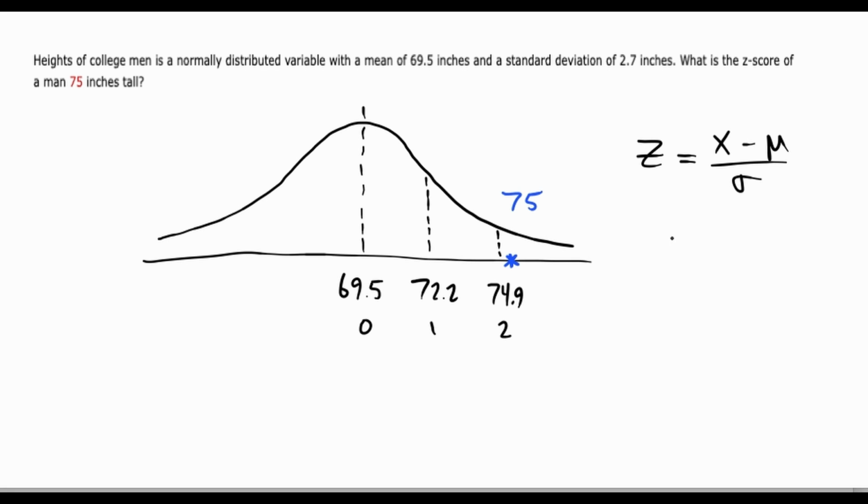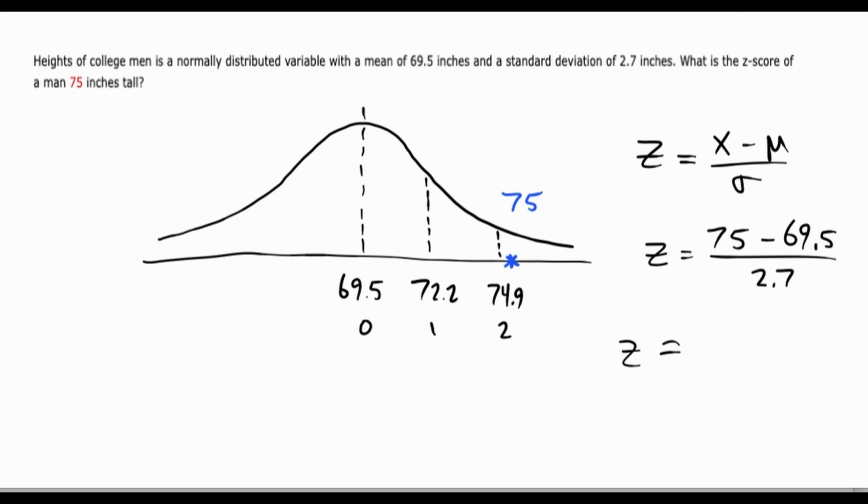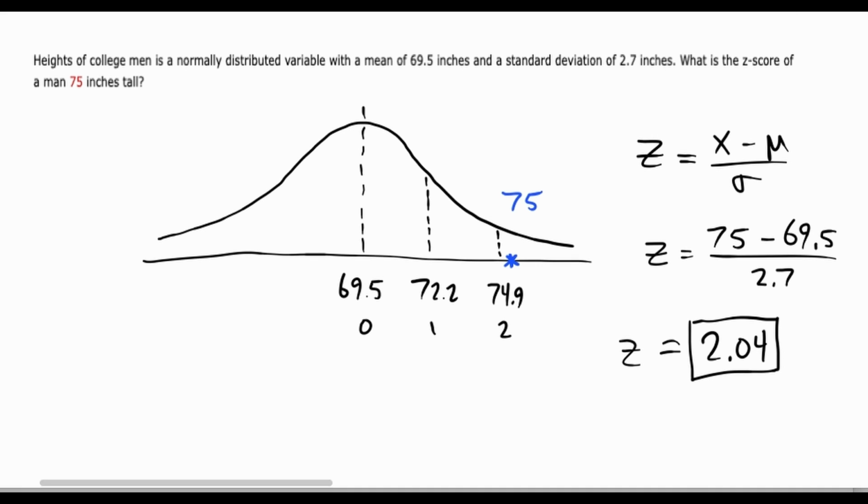All right, let's plug it in. We want 75, which is the man in question's height. The mean was 69.5. Then we have to divide by 2.7. Approximately 2.04. We'll usually round z-scores to the 100th place. That's pretty common. So his z-score is just a little bit more than 2. So he's actually unusually tall. Anything over 2 standard deviations away from the mean is unusual.